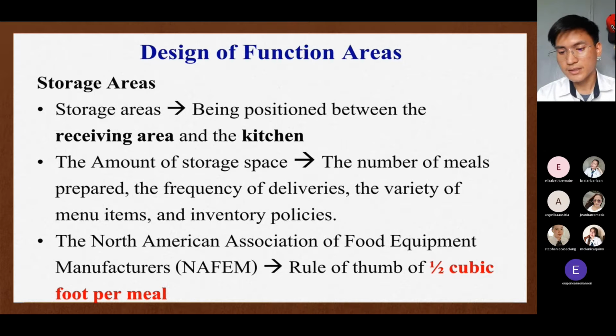Design of function areas, storage areas, positioned between the receiving area and the kitchen. Consider the amount of storage space, the number of meals prepared, the frequency of deliveries, the variety of the menu items, and the inventory policies. The North American Association of Food Equipment Manufacturers, or NAFEM, has a rule of thumb of one half cubic foot per meal.